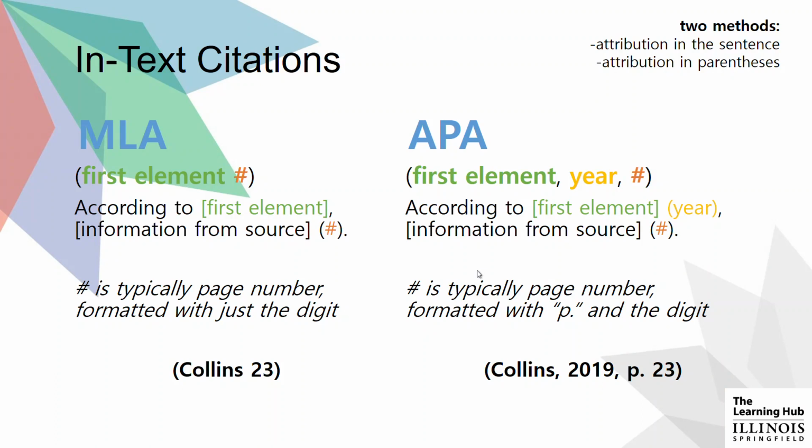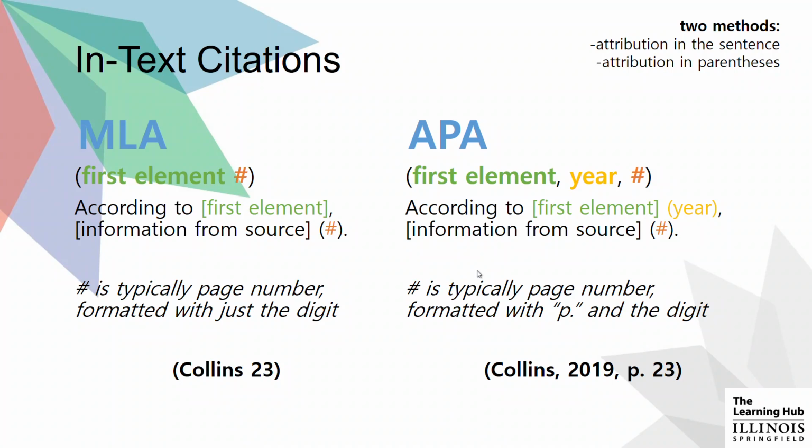You'll notice that in the parentheses, it's first element, space, location, close parentheses. There's no punctuation or anything else in there. And you can see the example at the bottom, Collins 23, filled out as an example. That is also able to be done by breaking the information up so that part of it is in the sentence as context. So you can see we have "according to" whatever the first element is, and then at the end, after you've given information from the source, you place that location on its own in parentheses.